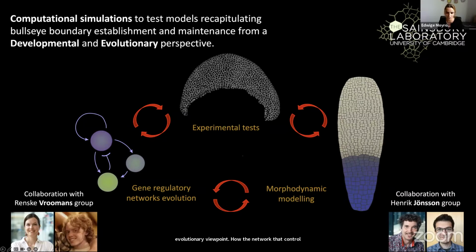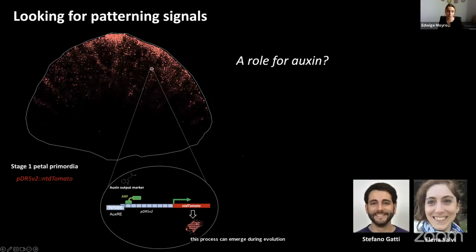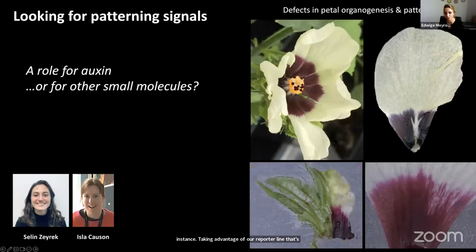The million-dollar question, of course, for us is what are the signaling processes that are laying down the foundation of the pre-pattern? And we are looking at obvious culprits like auxin, for instance, taking advantage of our reporter line that allows us to track auxin response dynamics during development, but also very interesting other small molecules, because when we disrupt the production of this small molecule, we observe very interesting and striking defects, both in petal organogenesis, but also in petal patterning.